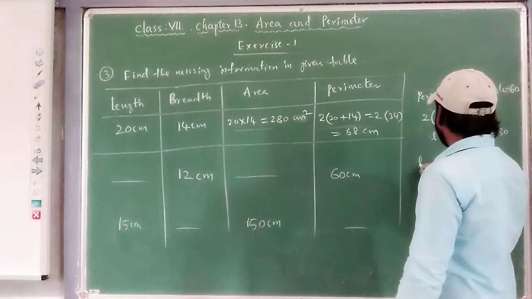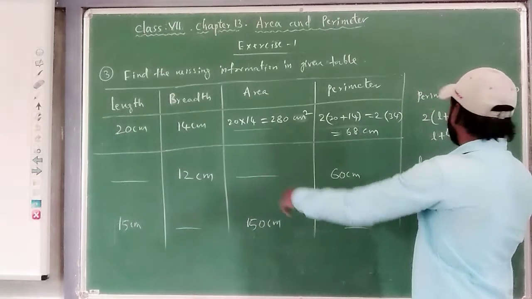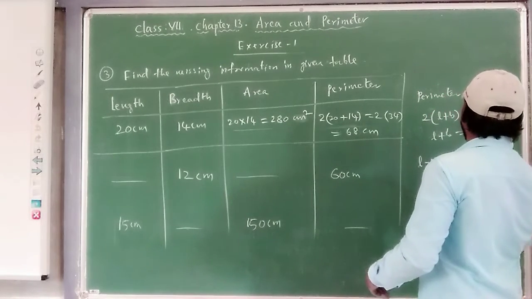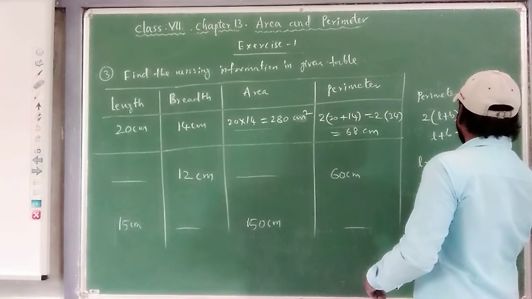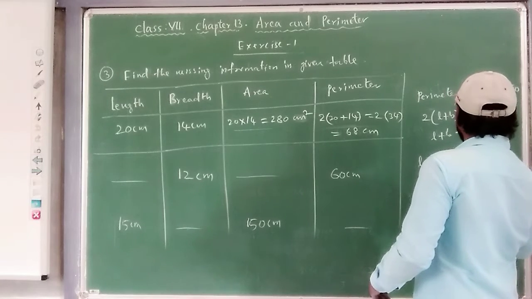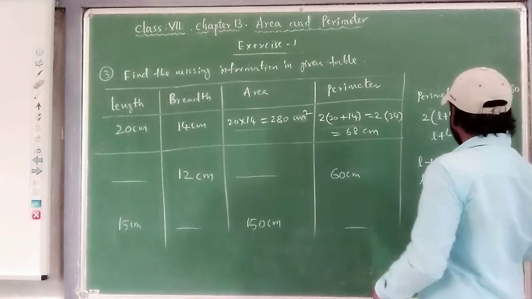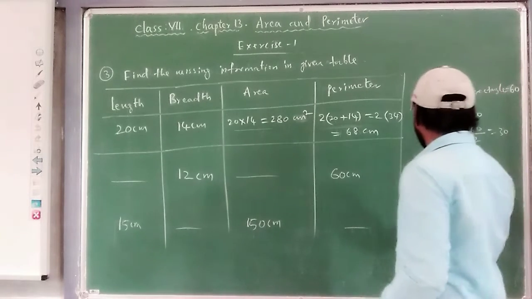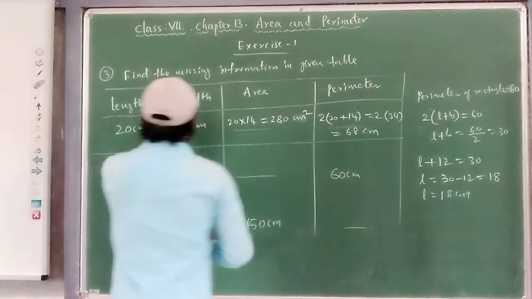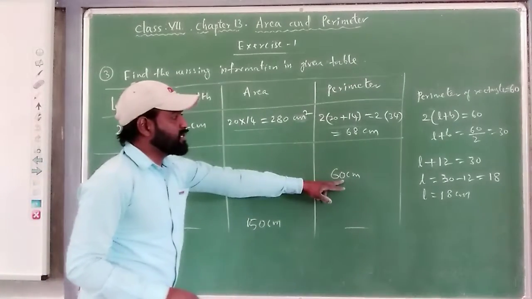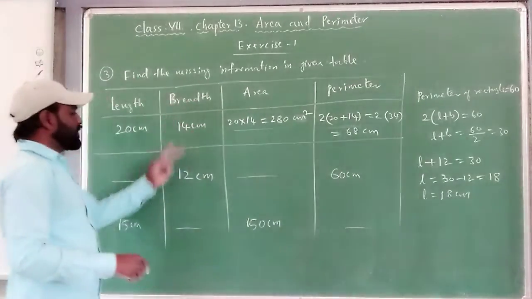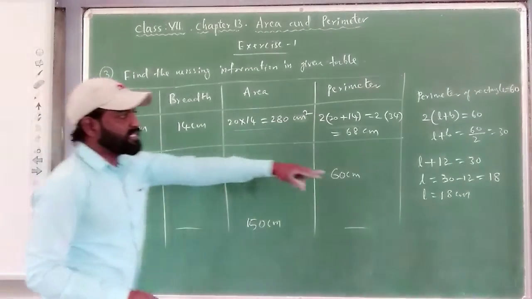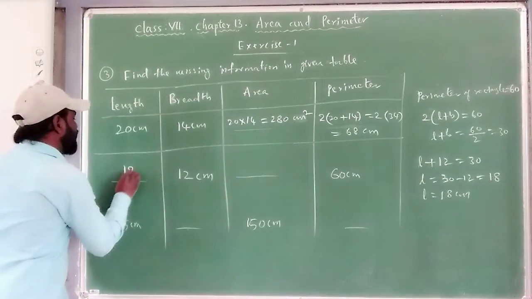So length we have to find. Length plus breadth is how much? Length plus 12 is equal to 30. So length is equal to 30 minus this 12, how much is it? 18. So this L is equal to 18 centimeters. So in this question, the rectangle's perimeter is equal to 60 centimeters and breadth is equal to 12 centimeters. Then its length will be 18 centimeters.